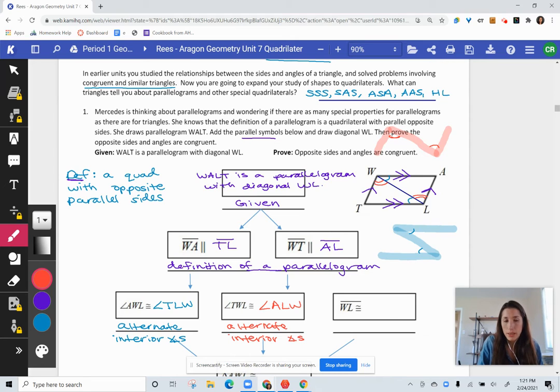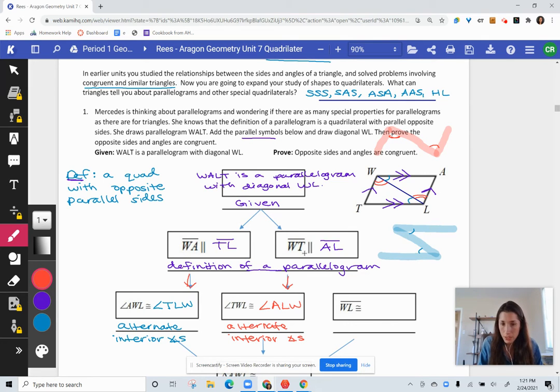And notice how these parallel lines created these alternate interior angles being congruent. So make sure we look in that diagram. It should be flowing from the right piece of information to the next piece of information, okay?